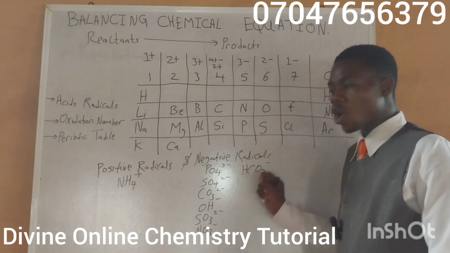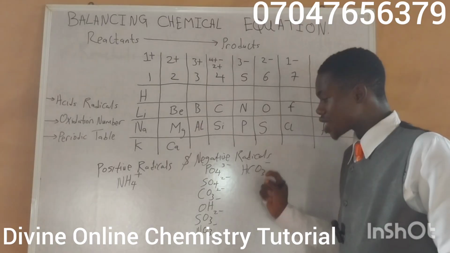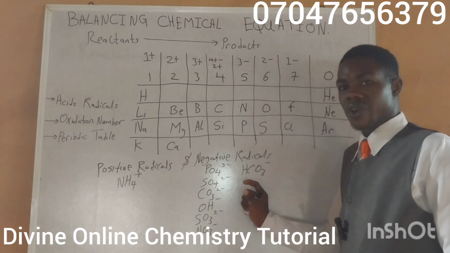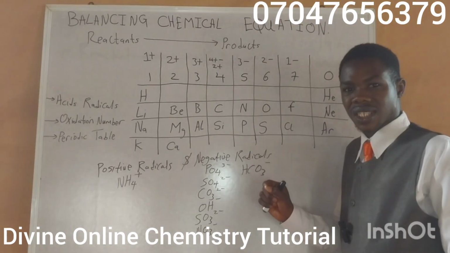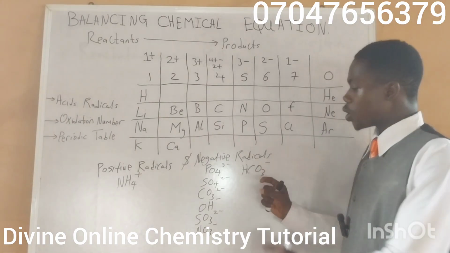So please take note of what? Of their charge, and take note of each of these various radicals. They are used in what? In balancing of chemical equations. So please take note of these radicals.